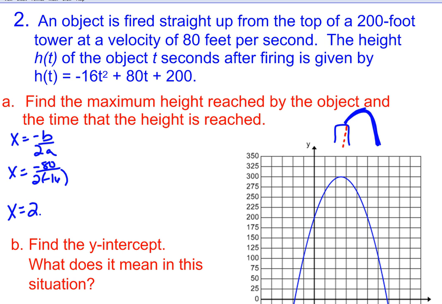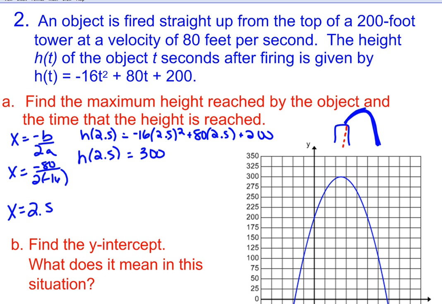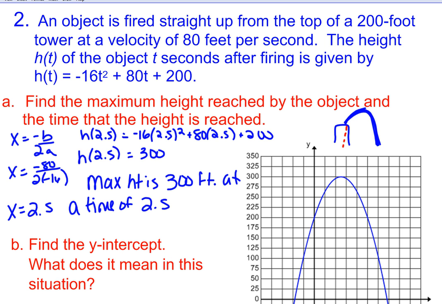My x-coordinate is 2.5. When I plug that in, I end up with a vertex of (2.5, 300). So I would say the maximum height is 300 feet at a time of 2.5 seconds. That's how they want me to answer that first question.